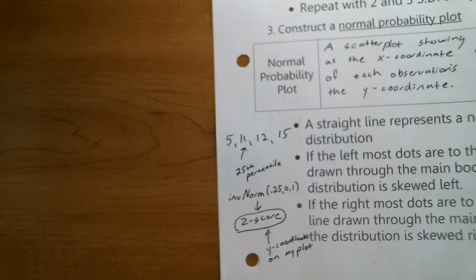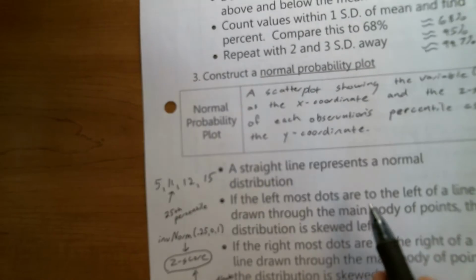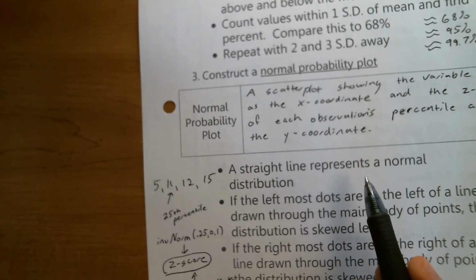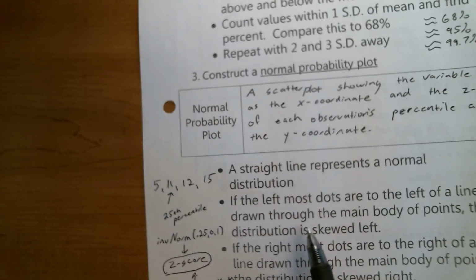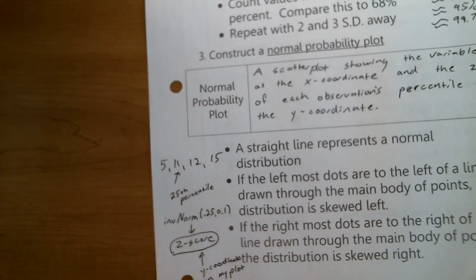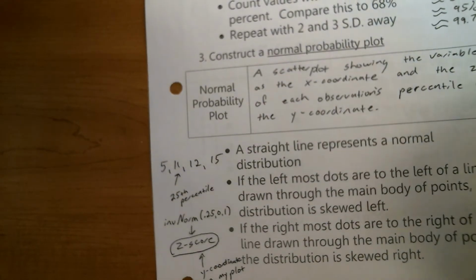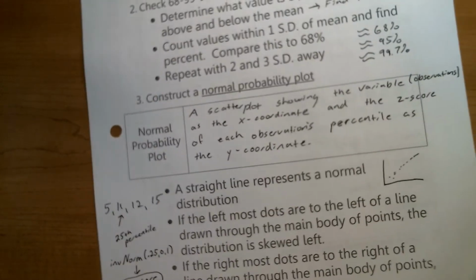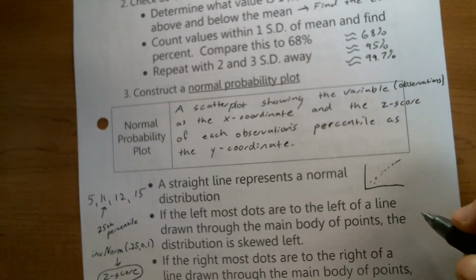Now, what does this actually show you? Well, if your scatter plot ends up in a relatively straight line, that represents a normal distribution. If the leftmost dots are to the left of the line drawn through the main body of points, the distribution is skewed left. If the rightmost dots are to the right of a line drawn through the main body of the points, the distribution is skewed right. We're going to look at some examples of this in a little bit, but the general idea is if you end up with things that are relatively in a straight line, that's good.